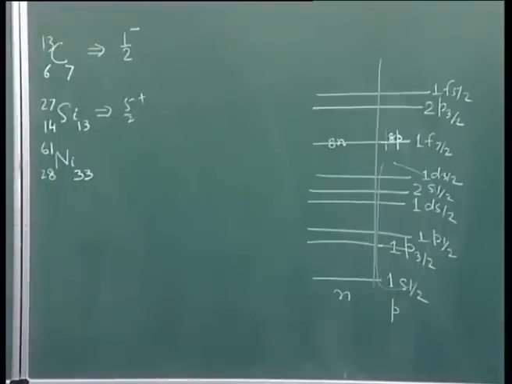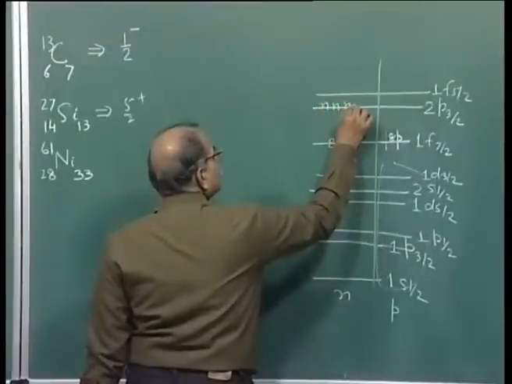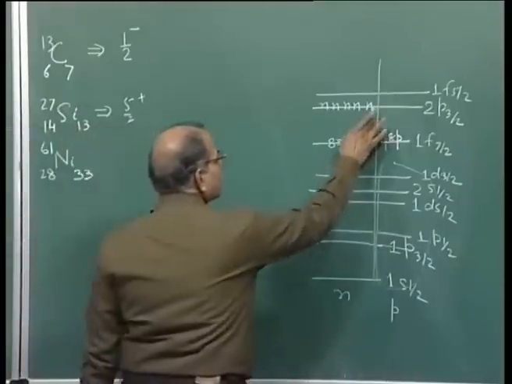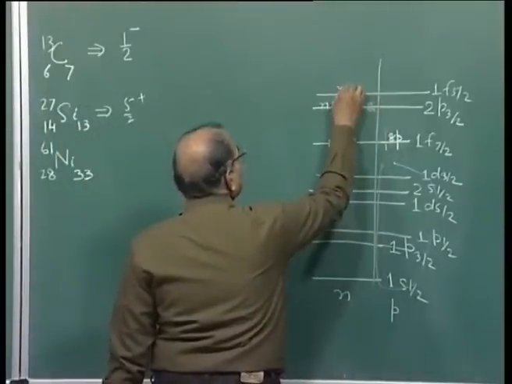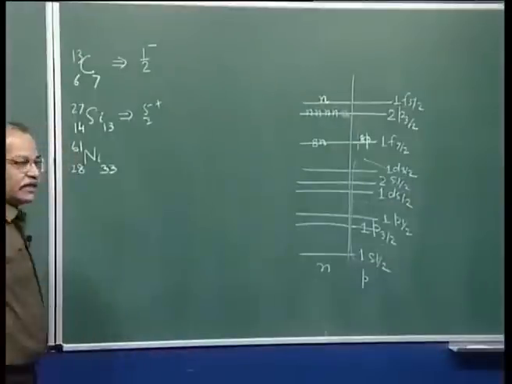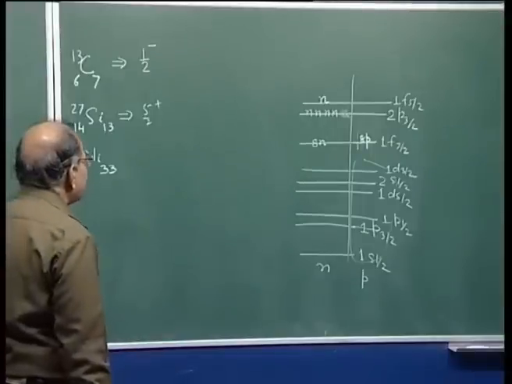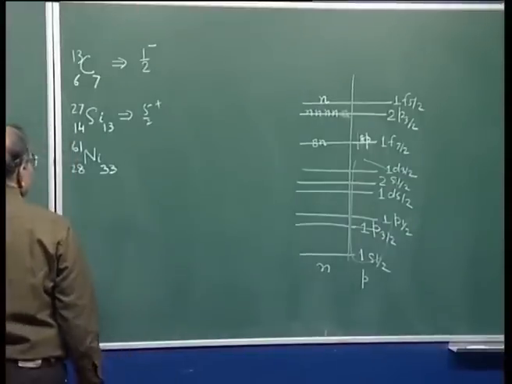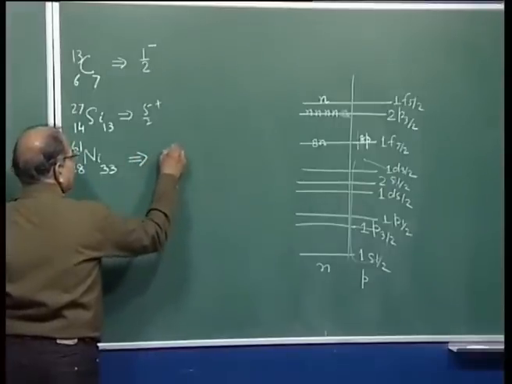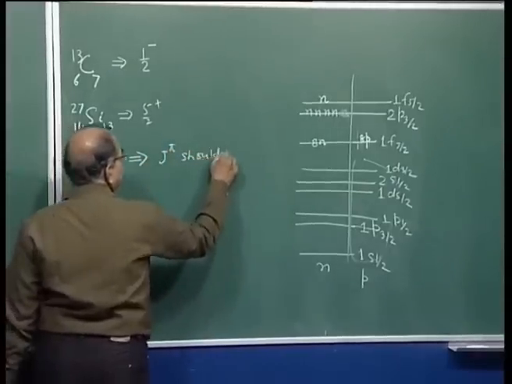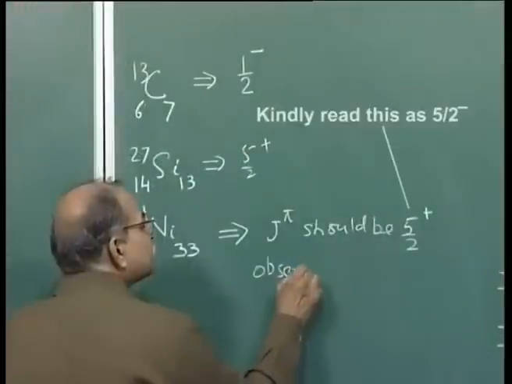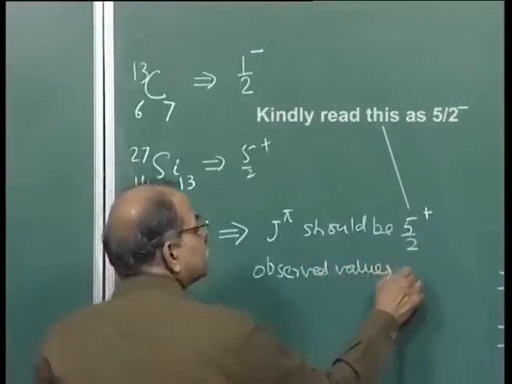So up to here it is 28 neutrons. How many more are there? So 1, 2, 3, 4, 5. It cannot contain the fifth. So n here, right. So, the ground state, according to this calculation, J pi should be 5/2 minus. Now, the observed value is 3/2 minus.